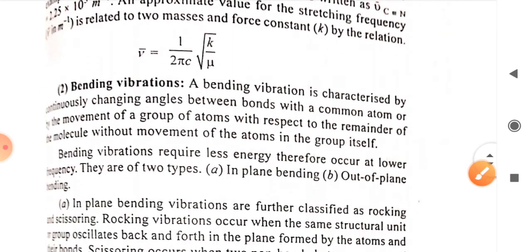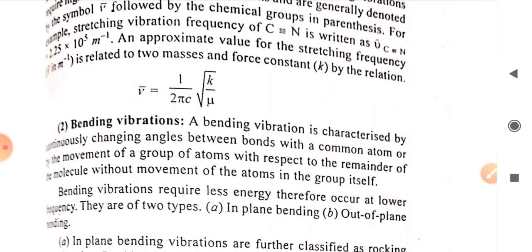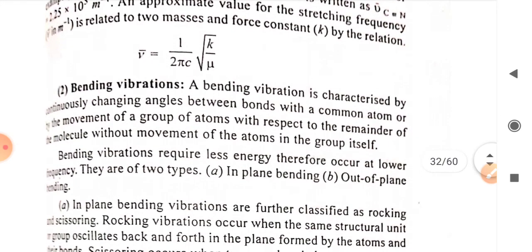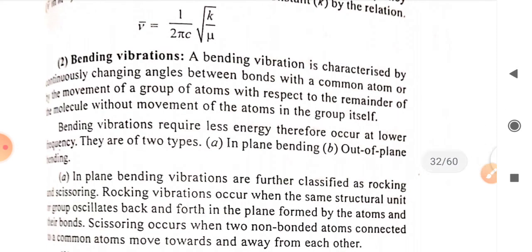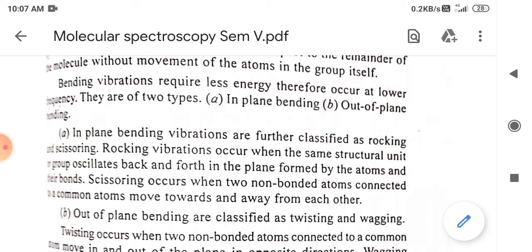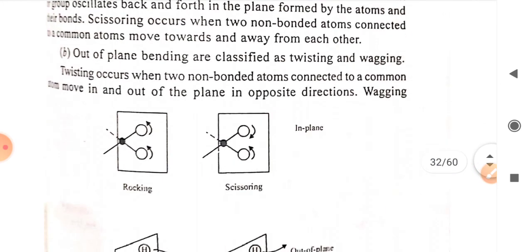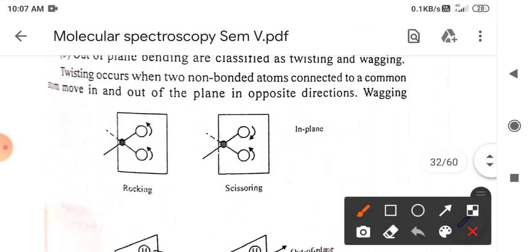Next are the bending vibrations. First we have seen the stretching vibration, now we are seeing the bending vibrations. Bending is again of two types: in plane bending and out of plane bending. For in plane bending, suppose this is our central atom and these are the two adjacent atoms. In plane vibrations mean within the plane of the molecule.